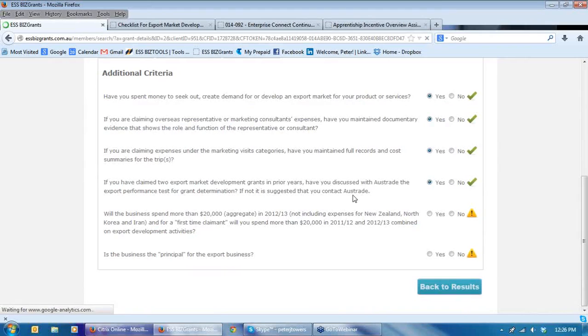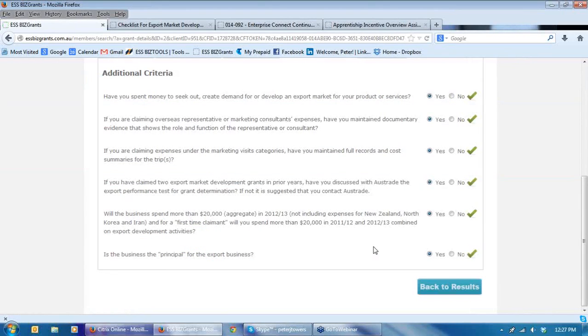Will the business spend more than $20,000 in 2012-13? So that's the last year. Or for a first-time applicant for export market development grant, you can in fact have 2 years that become a pro forma 1 year. So we've summarised that. You just have to make sure that export marketing is not including New Zealand, North Korea or Iran. The New Zealanders love that, being bracketed with North Korea and Iran, but we can't help that. And is the business the principal for the export business? So we answer all that yes.